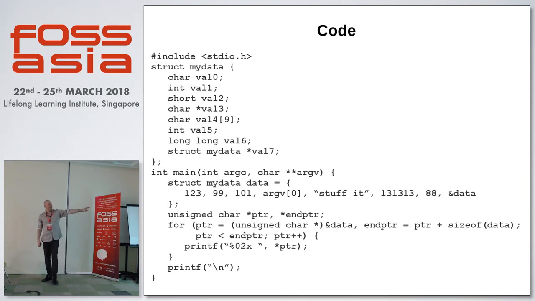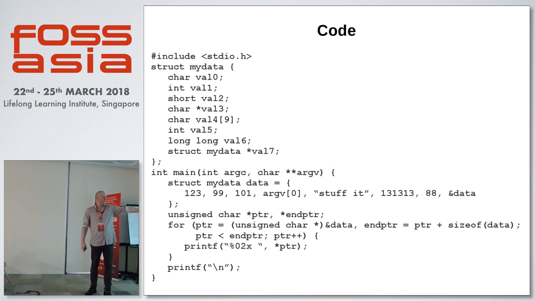So if we have this data structure, and that's how we've told the C compiler this memory is laid out that way, we can fill the data structure in like this. So we can set val 0 to 123, the next one to 99. I've used decimal here. Next one to 101. I've taken my own executable as a string, and I've set the pointer, the char val 3, to that. I've chosen really bad variable names here. I've done it for brevity and just for illustration. I've now put a full string in stuffit over there that will fill that. And then another integer over there, another one, and a pointer to itself, just for illustration purposes.